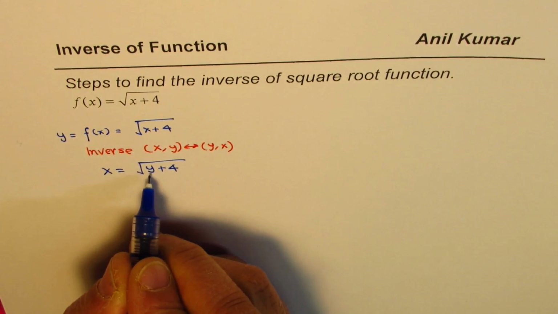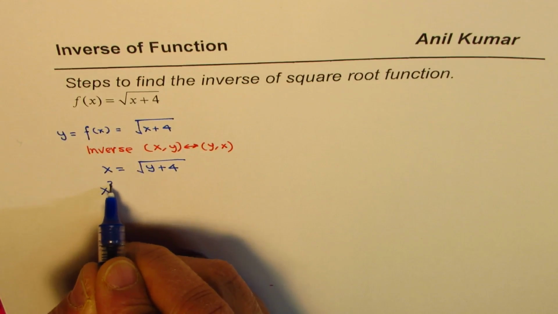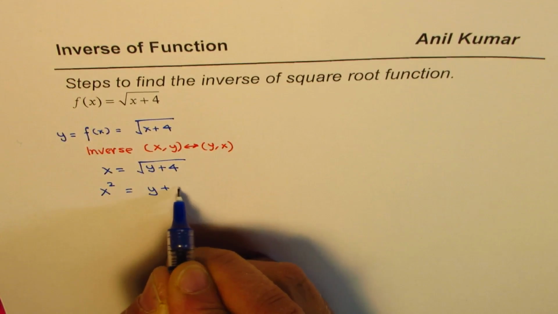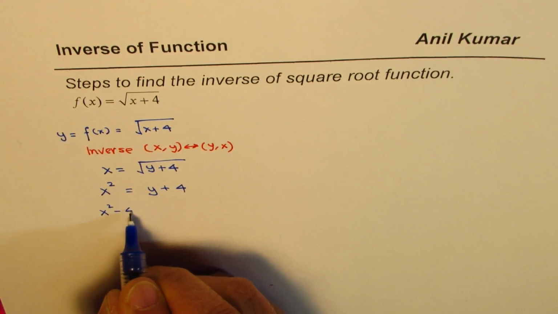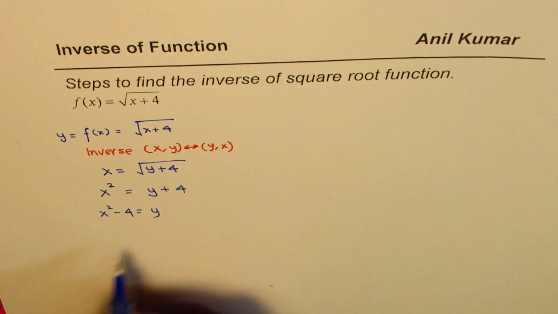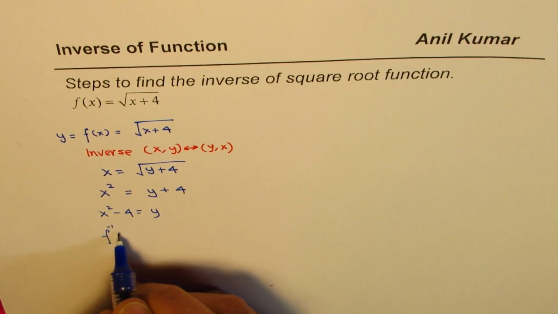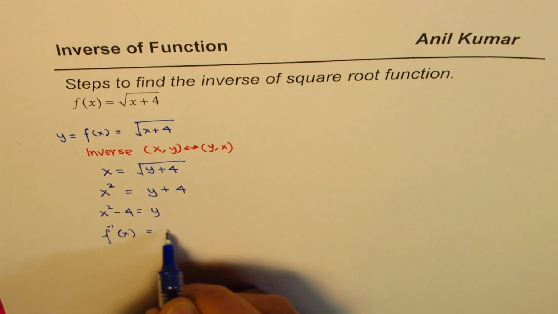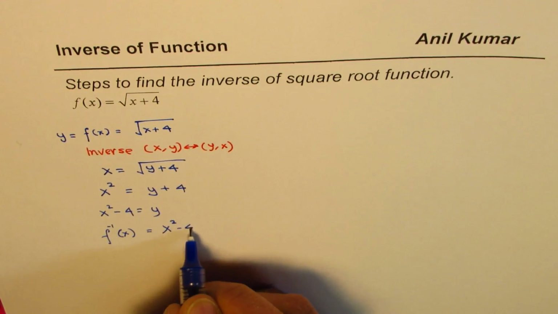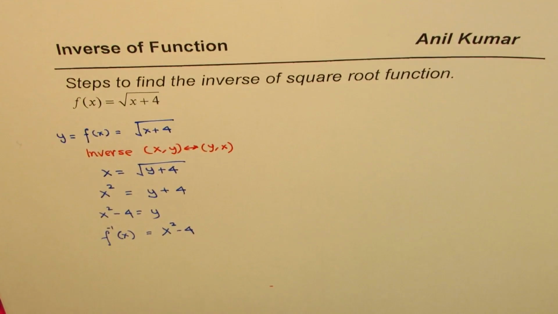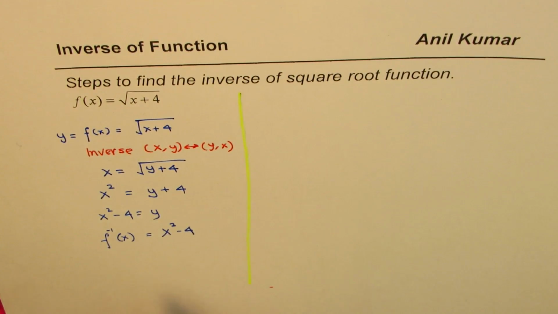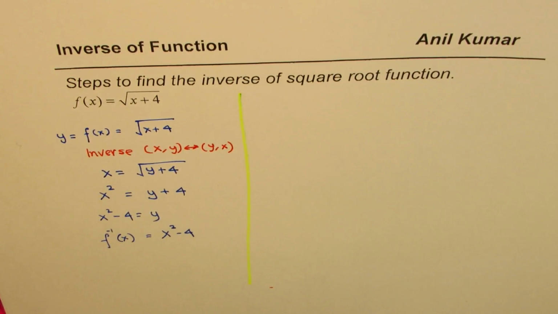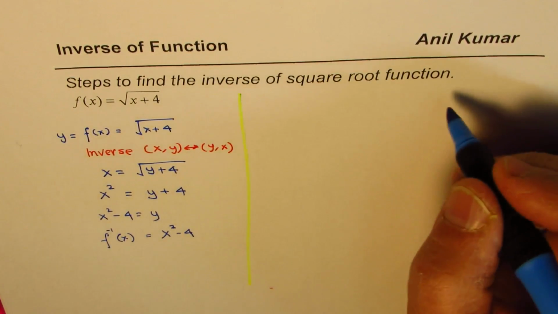And now we'll try to solve for y. So first step is to square it. So we get y plus 4. And then we'll bring 4 to this side. So we get x squared minus 4 equals y. So we can write f inverse of x is x squared minus 4. Right? So that is what most of the time students get as the answer. And you know, this answer is not correct.